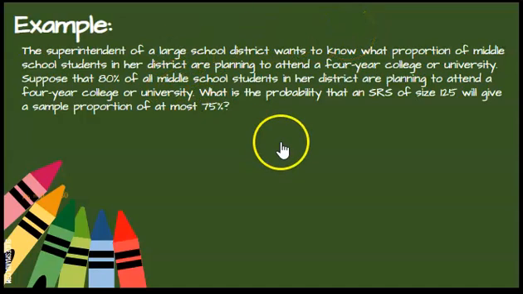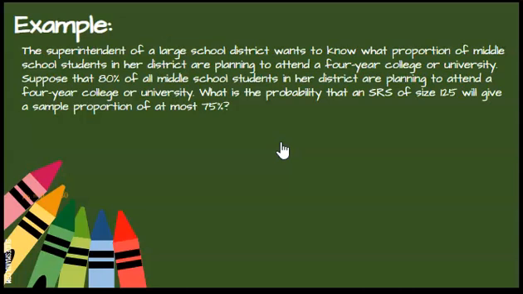So let's try one of these. The superintendent of a large school district wants to know what proportion of middle school students in her district are planning to attend a four-year college or university. Suppose that 80% of all middle school students in her district are planning to attend a four-year college or university. What's the probability that a simple random sample of size 125 will give a sample proportion of, at most, 75%?